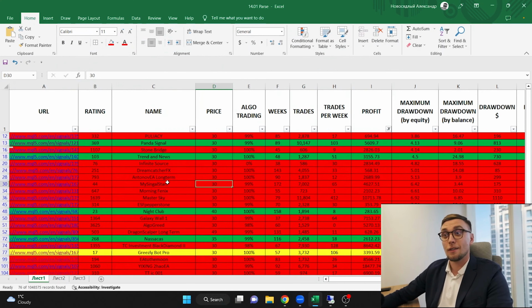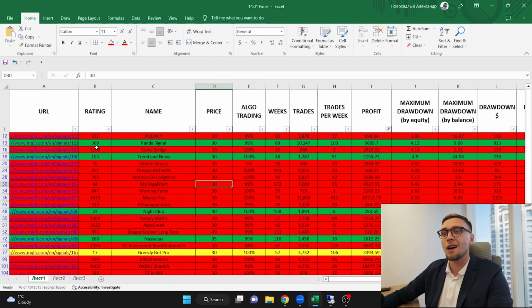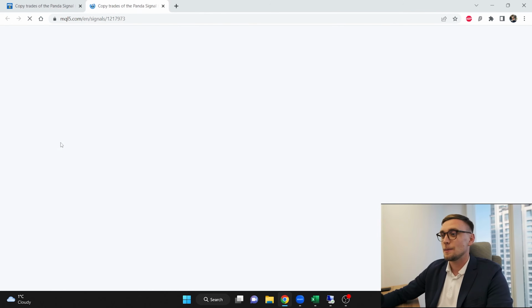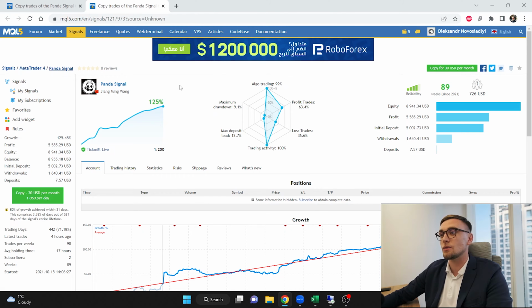So let's start. The first thing that I can recommend is called Panda Signal. What is the unique point of this signal? Right now it's 369th in the MQL5 rating. I was telling you that the MQL5 rating is not ideal, but in my opinion, I think this is one of the best signals that you can invest in right now.